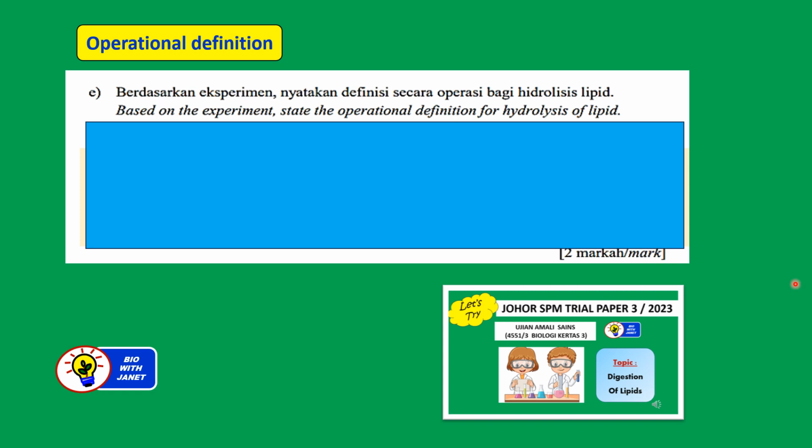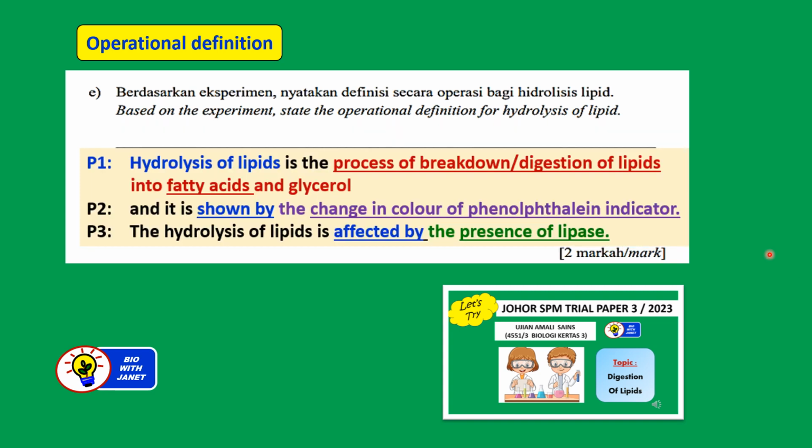So pause the video for a while. Okay, let's look at the answer. Firstly, start with the term that you are asked to define, hydrolysis of lipid. Okay, so don't start with, the breakdown of lipids occur during the experiment. It must be the term first. Hydrolysis of lipids is the process of breakdown or digestion of lipids into fatty acids and glycerol, and is shown by the change in the color of the phenolphthalein indicator. The hydrolysis of lipids is affected by the presence of the enzyme lipase.